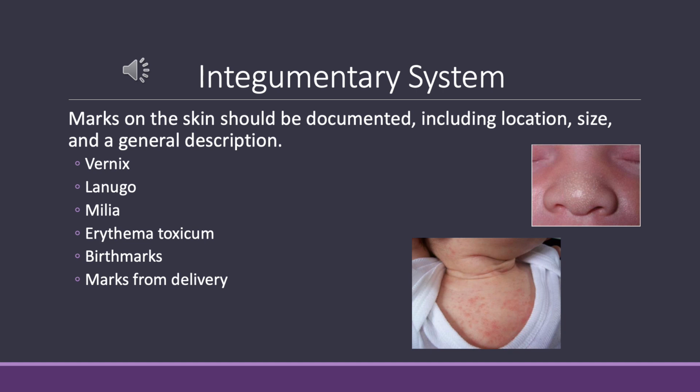There are a number of birthmarks that you can find on neonates. Your book describes the various types on the pages you see on the slide. The birthmark size, location, color, elevation, and texture should all be carefully documented. Any marks that occur from delivery should also be documented, and they include bruising or petechiae, puncture marks from a fetal scalp electrode, and forceps or vacuum marks on the head.